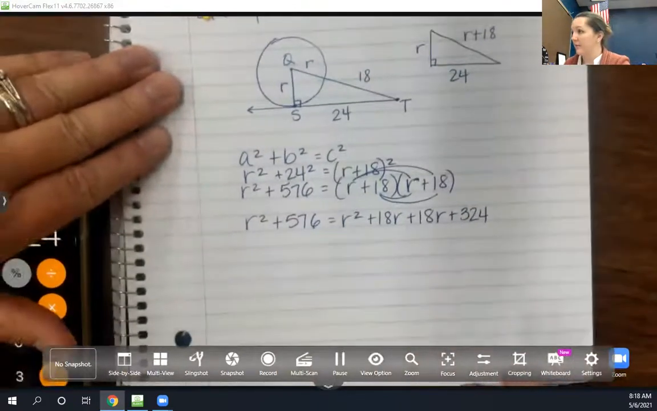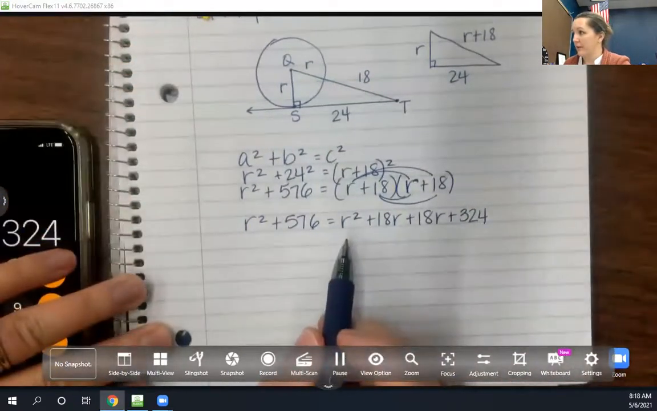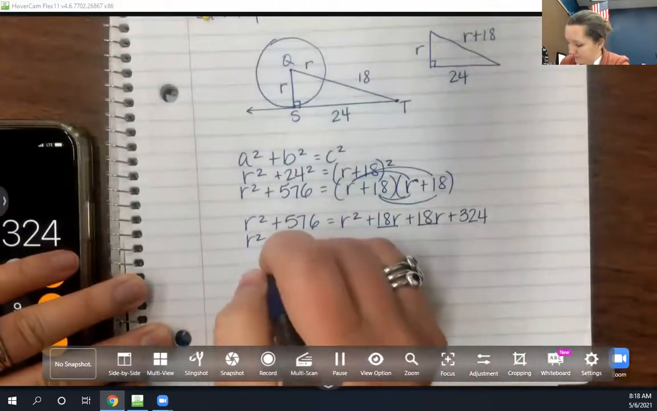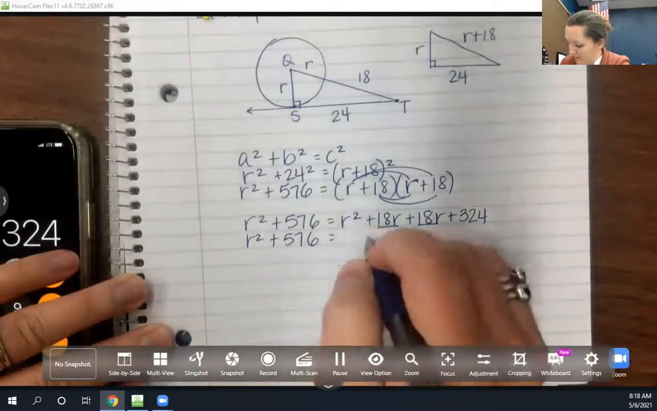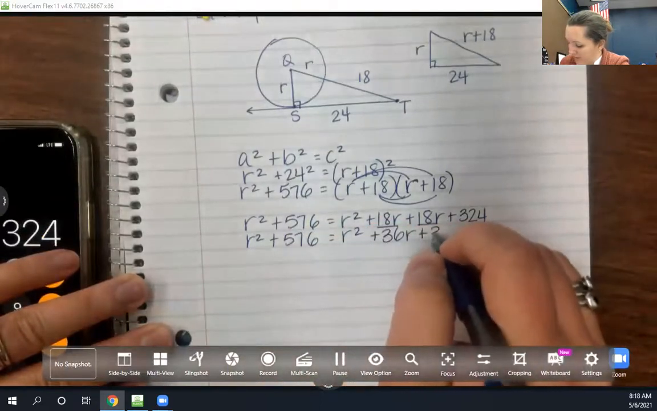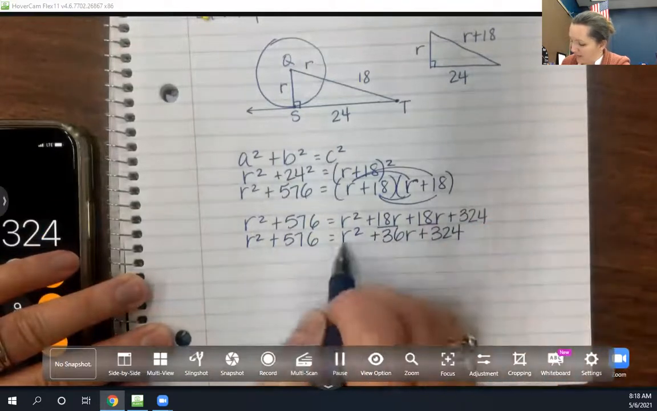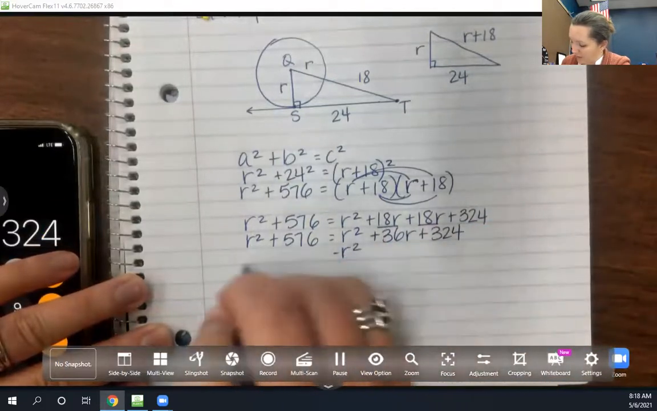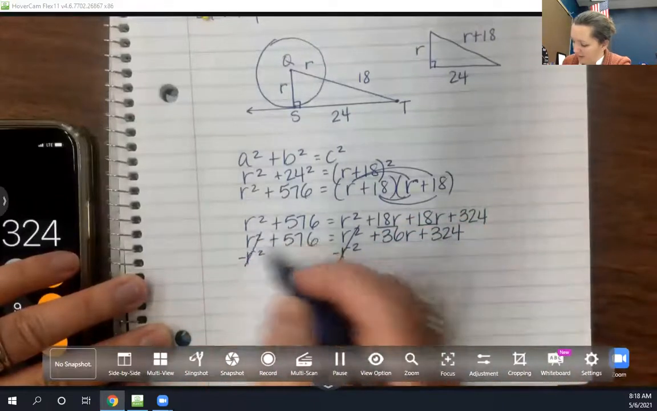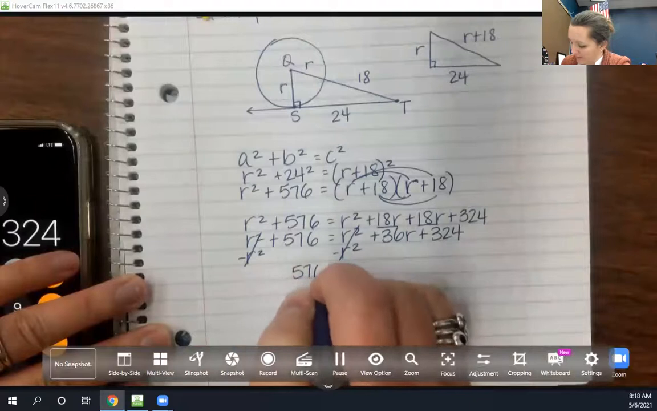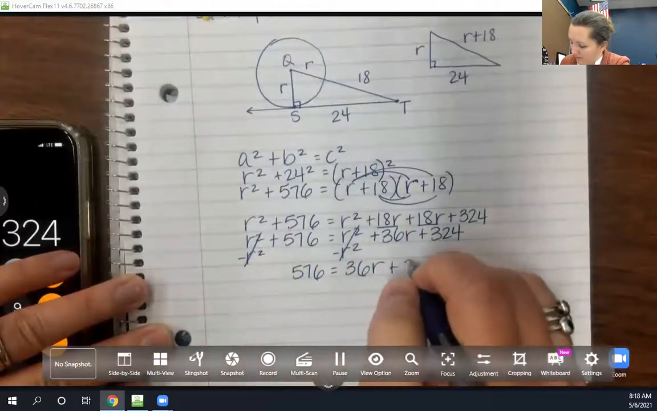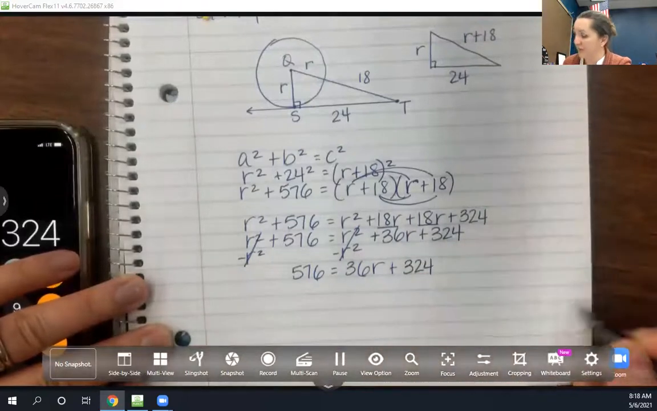All right, don't worry, we're gonna work this out a little bit, okay? So we're gonna combine our like terms first. And you can skip some of these steps if you know them already. Plus 36R plus 324. Let's get our R squares together. So I'm going to subtract here and subtract here. Cancels on this side. Look at that. It cancels on this side too. That is nice. So I have 576 equals 36R plus 324.